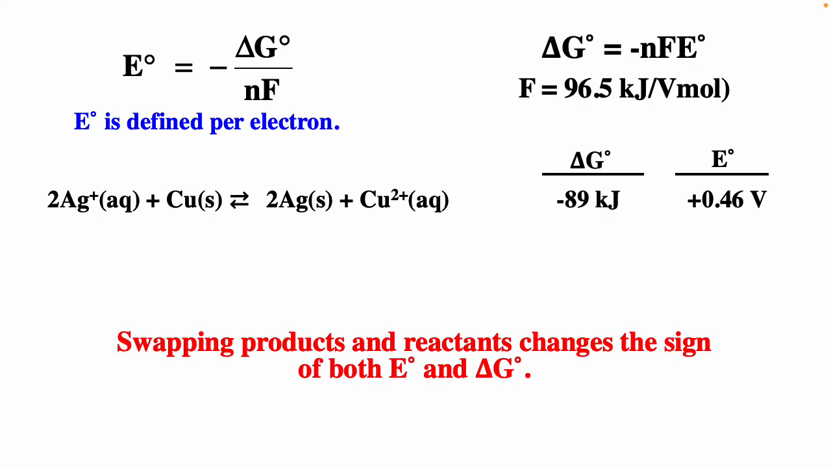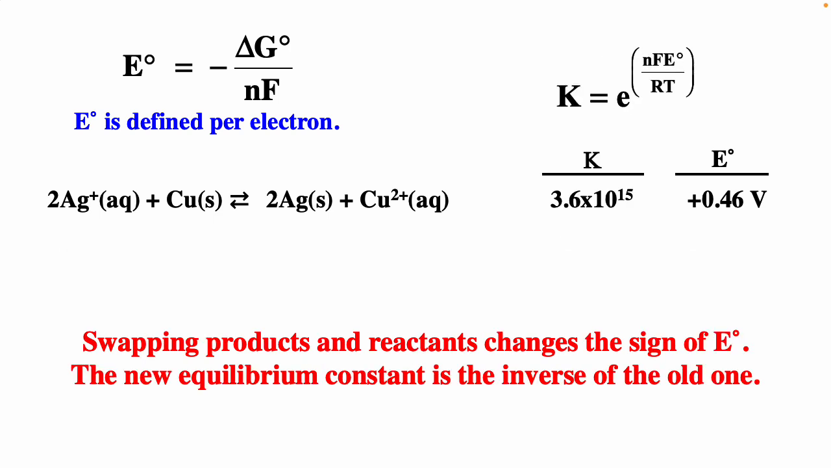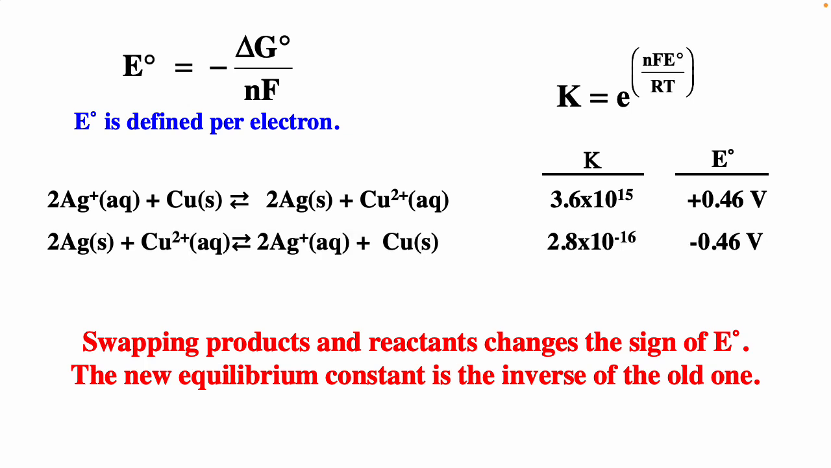Now if we swap products and reactants, that changes the sign of both E naught and delta G naught. If we swap products and reactants, remember you have to take the inverse of the equilibrium constant to get the new equilibrium constant. And it just changes the sign of your E naught.